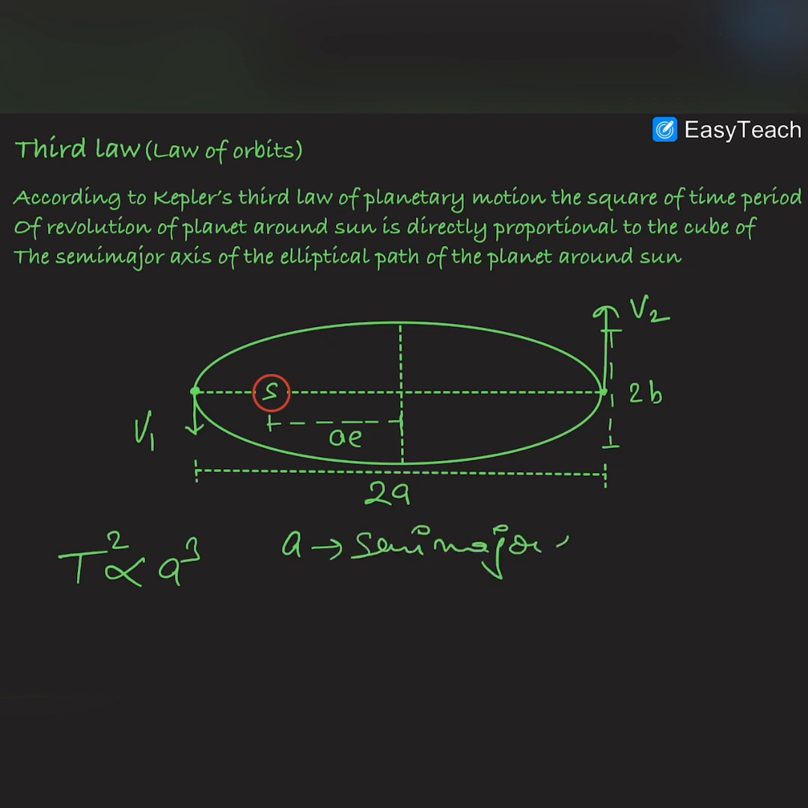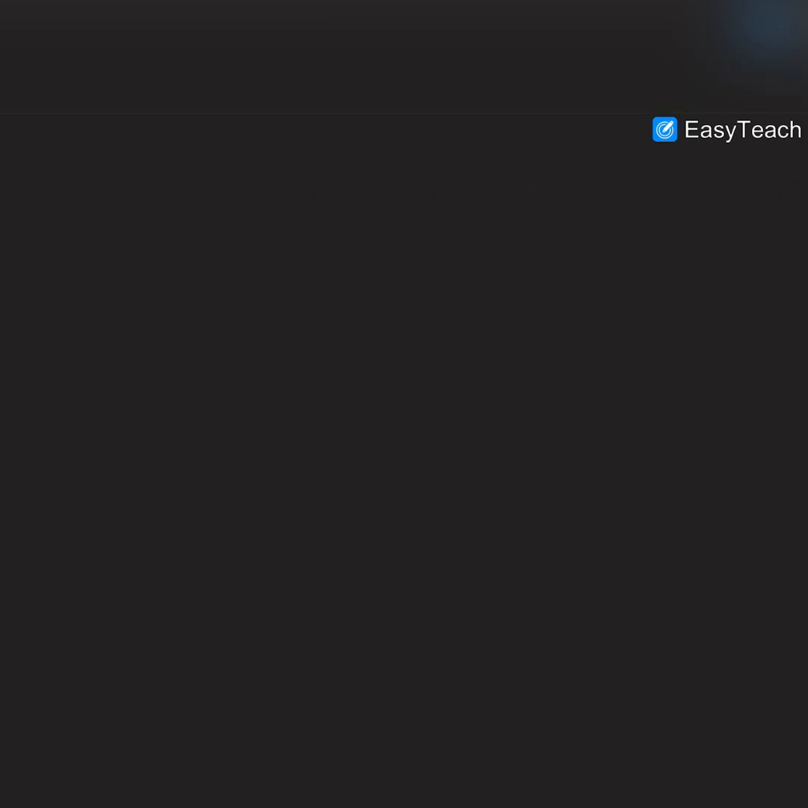Semi-major axis. So I would also derive this relation, and I would prove this relation. According to Kepler's third law, the time period of revolution of the planet around the sun, or the square of that time period, depends on the cube of the semi-major axis of the elliptical orbit around the sun. So let us now prove this relationship.